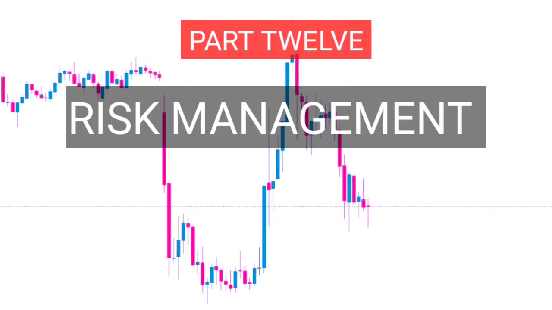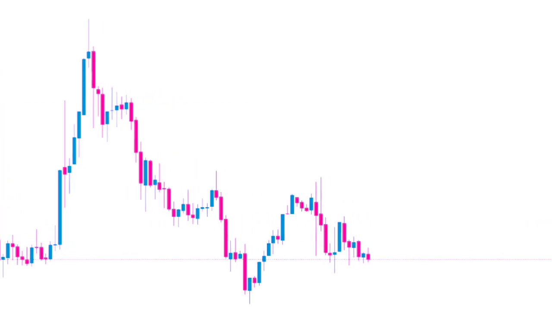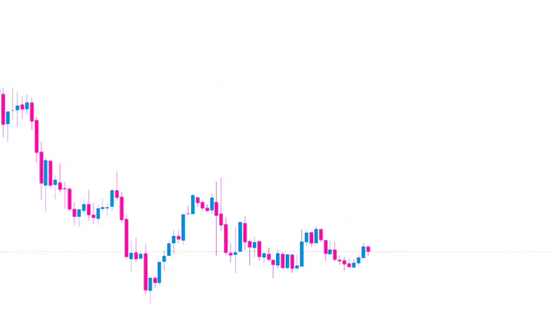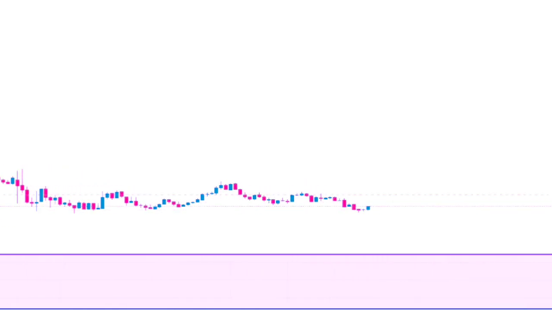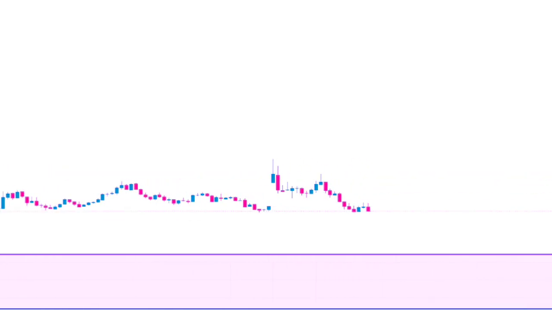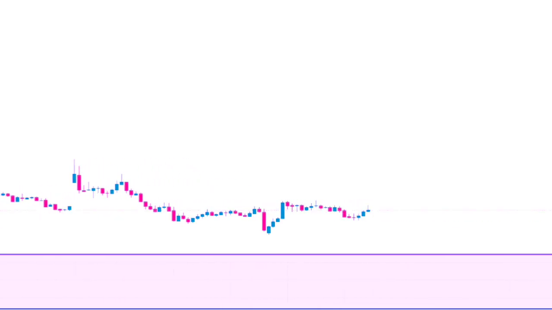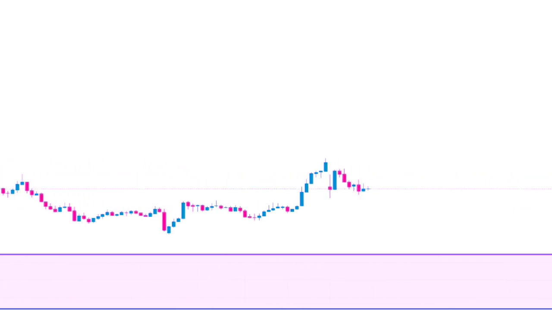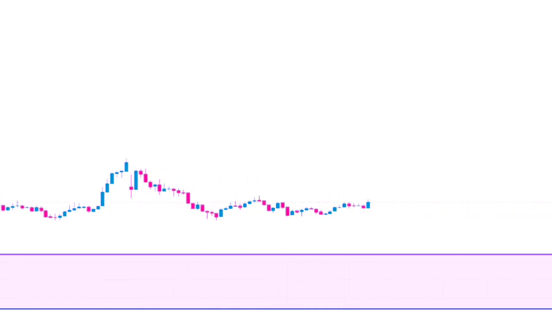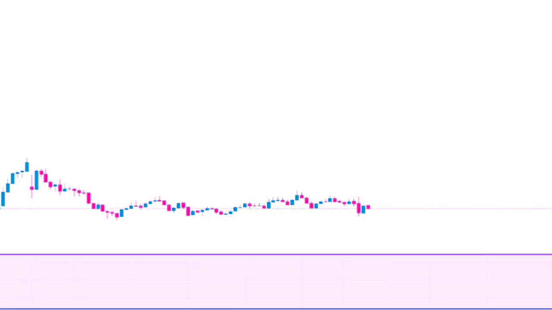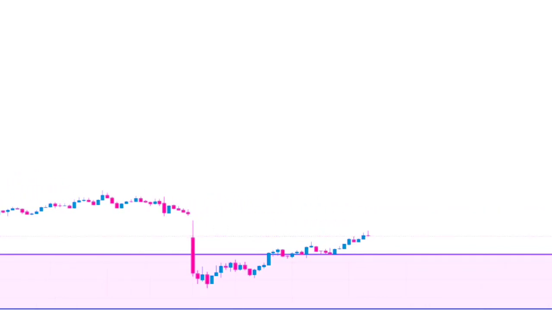Part 12. Risk management. Even the best order block setup means nothing without proper risk management. Always use a stop loss. Always calculate your position size based on how much you're willing to lose on the trade. Aim for a minimum 1 to 2 risk-to-reward ratio. Some traders use ATR, average true range, to dynamically adjust their stop loss and position size. In volatile markets, widen your stop loss or reduce your position size accordingly. And remember, don't risk more than 1 to 2% of your account on any single trade.